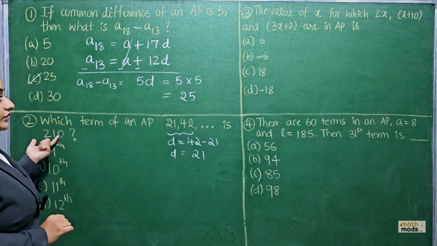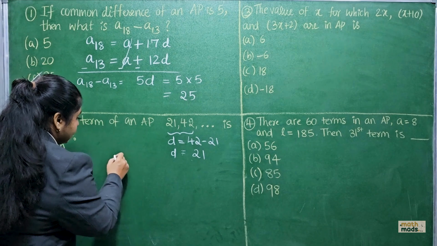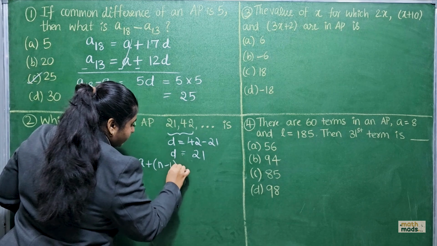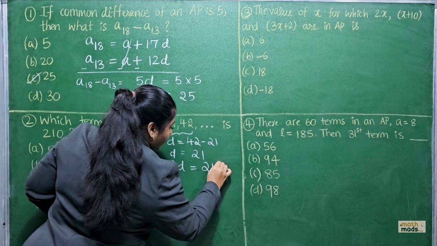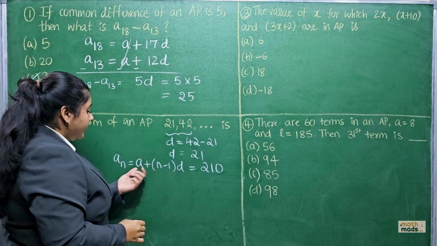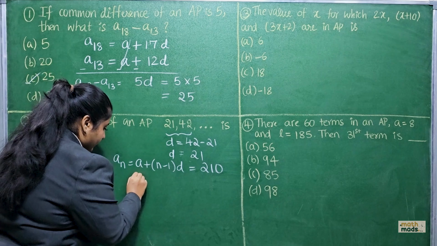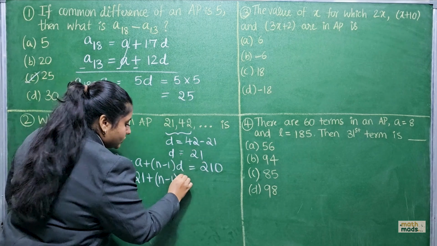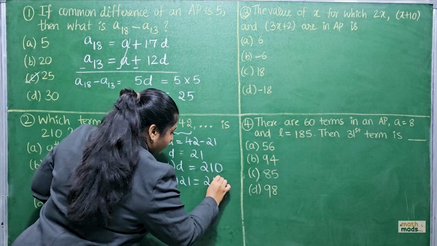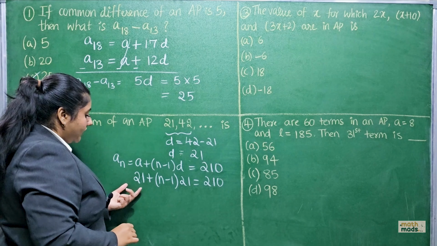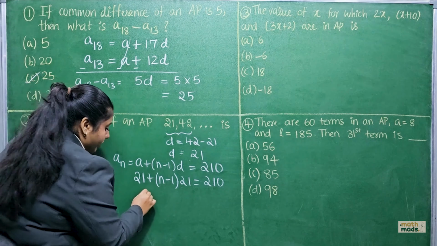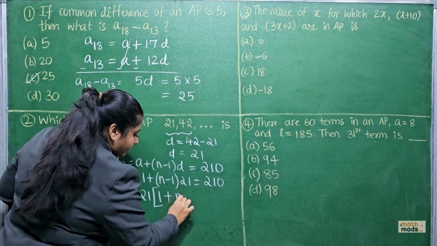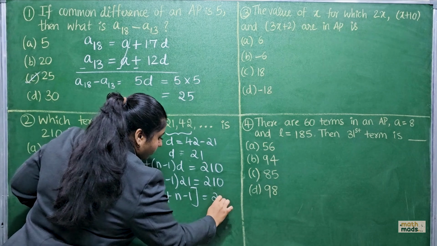Now, I have to figure out which term this 210 is. So, an, which is equal to a plus n minus 1 into d, is equal to 210. This is what is given. First term a is 21. So, substitute, plus n minus 1, I have to find n, into d is 21, is equal to 210. Now, you take 21 common here. What do you get? 21 into 1 plus n minus 1 is equal to 210.